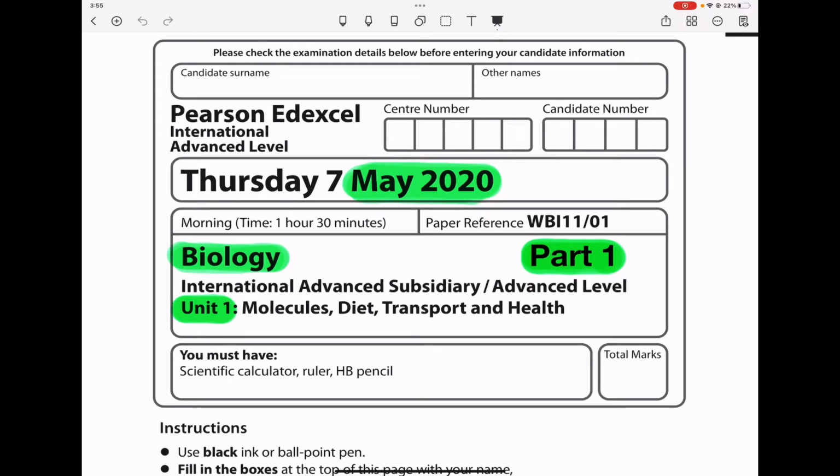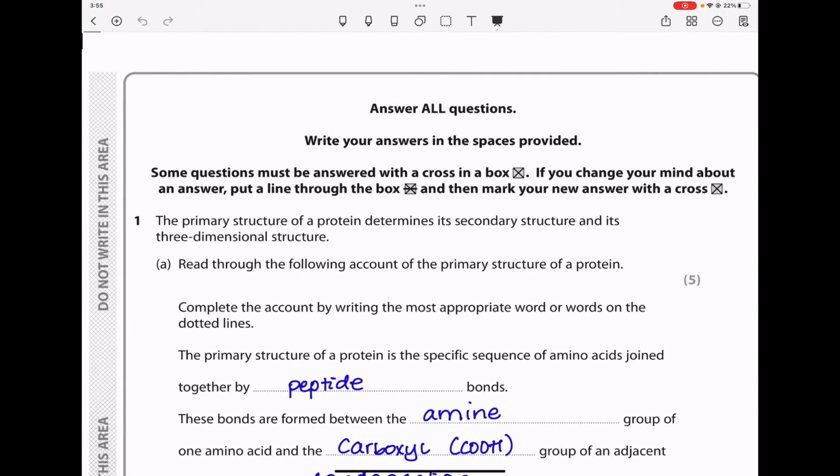Today we are doing the Pearson Edexcel International A-Level Biology Unit 1 for May 2020. This is the Part 1 video. I'll put the link to the Part 2 video below in the description box. Let's begin with question 1.